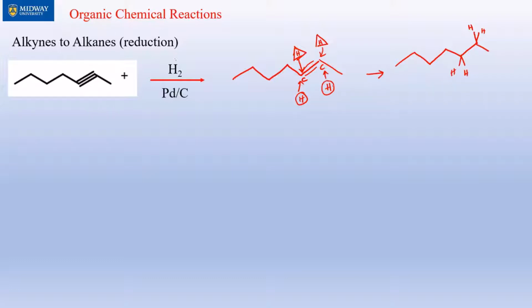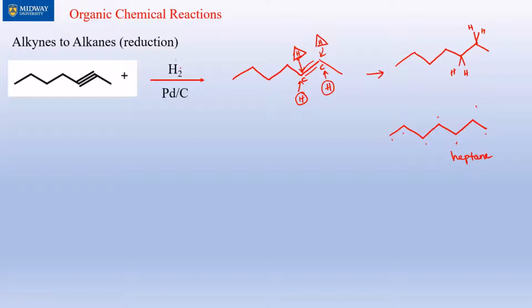Every time you add a pair, you get rid of a double bond. In the case of an alkene, you only have to get rid of 1 double bond. But in the case of an alkyne, we have to get rid of 2 double bonds. So our product would just be, if you write it without the hydrogen, that'll be 1, 2, 3, 4, 5, 6, 7. So it's just heptane. N-heptane, whatever. So this is alkyne to alkane.